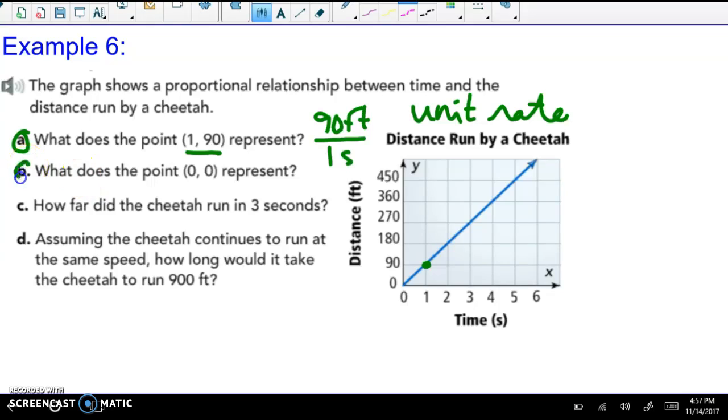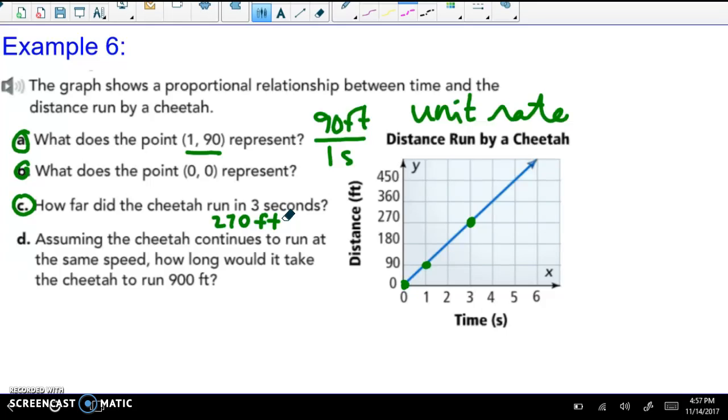On part B, what does the point 0, 0 represent? This is the origin, and this is the cheetah's distance and time at 0 seconds. So he's gone 0 feet in 0 seconds. That's what this point represents, before he has begun running. On part C, how far did the cheetah run in 3 seconds? Well, seconds is a measurement of time. It's on my x-axis. So when x equals 3, the matching y value on my graph is 270. So the cheetah can run 270 feet in 3 seconds.